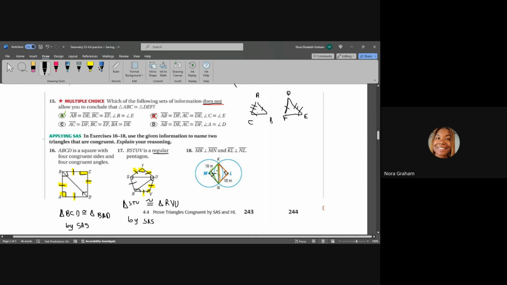So the side across from my 90-degree angle is my hypotenuse. And hey, we have some reflexive property going on right here, right? So we could say KN and KN are congruent because of the reflexive property, which means both of our hypotenuses are congruent. And I have two legs that are corresponding and congruent for my two triangles. So that means that I can safely say that triangle KMN is congruent to triangle KLN.